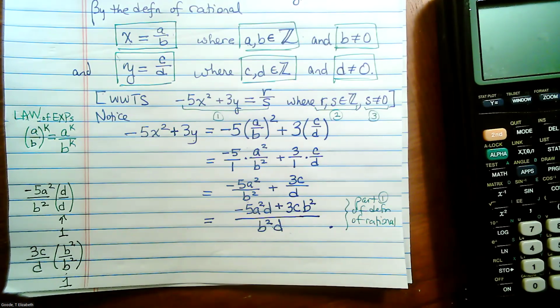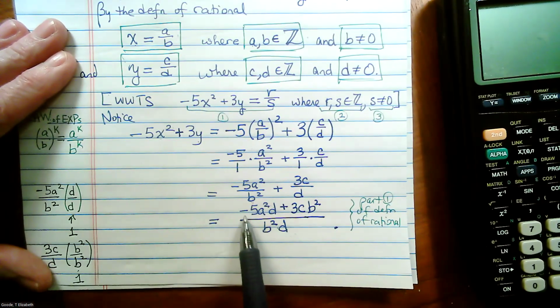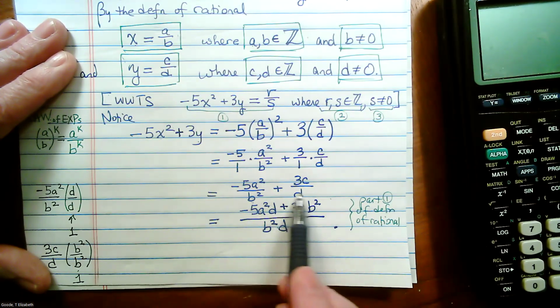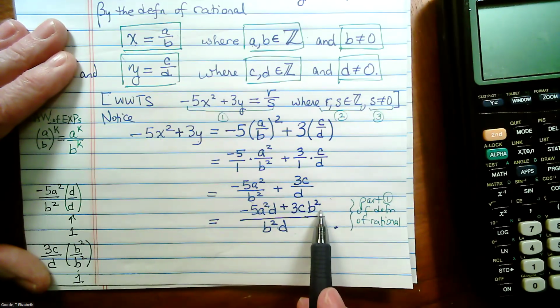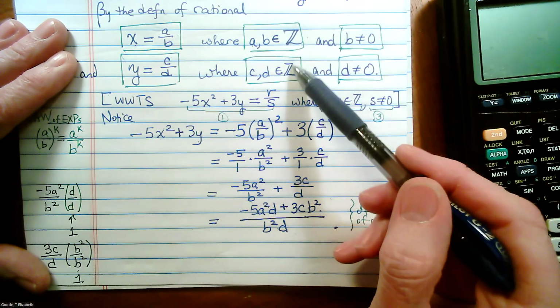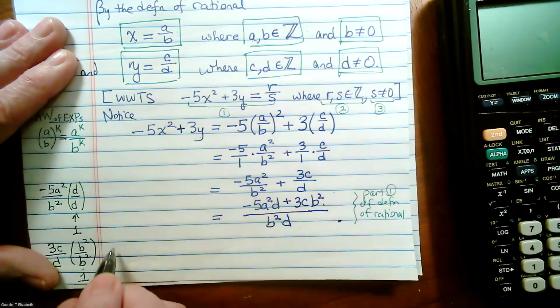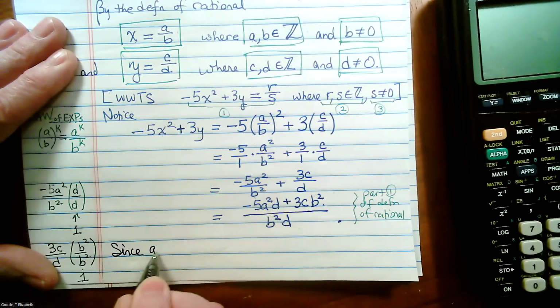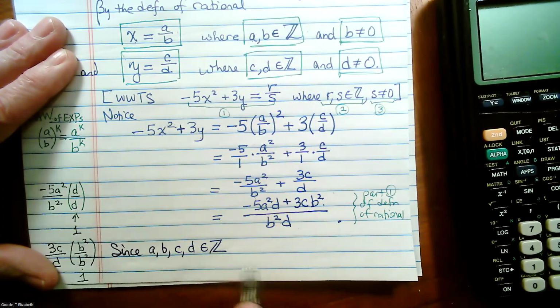All right, let's write up the part two part. What do we need to talk about to open up the conversation about this whole numerator being an integer? We need to talk about how, in the first part of the definition, we use that a, b, c, and d are elements of Z. Good. So let's write that down. Since a, b, c, and d are elements of Z, good.